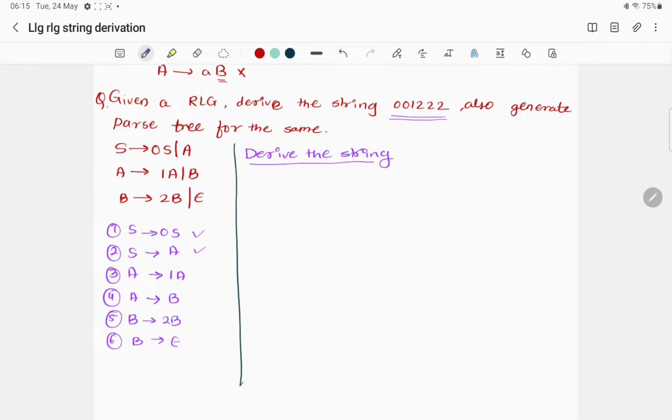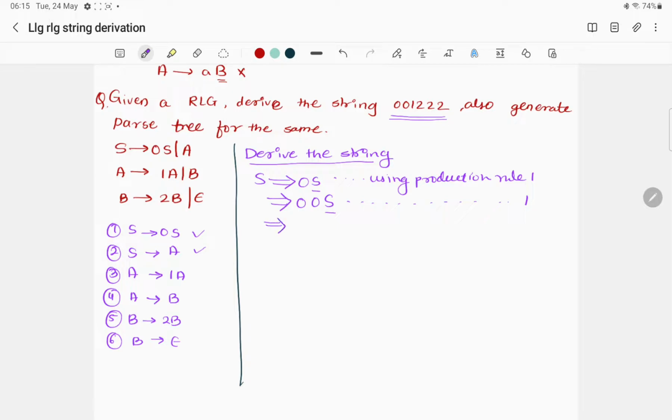If you see, I want to start with 0, so I should go with the first rule, and that's why I'm going with S giving 0S. Here I'll write down using production rule 1. Every time I substitute some value, I have to write down the rule number. Now for this non-terminal S, I am going to substitute the value in the next step. Again I want the next symbol to be 0, so I should go with the first rule again. S giving 0S, again using production rule 1.